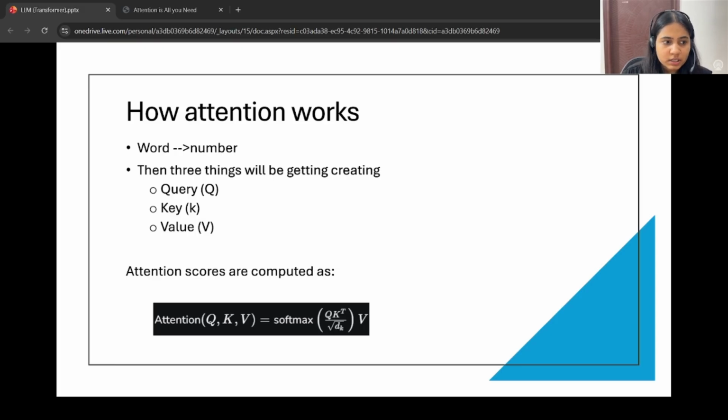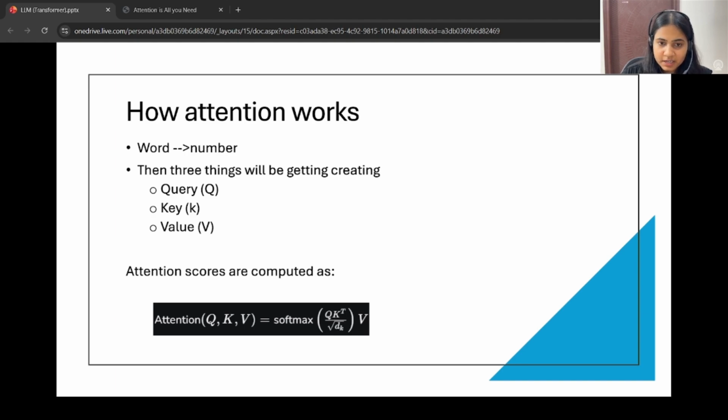If we see a real life example, when we search on Google, we give some query. Query means what we are searching for. So our question is the query for the Google search engine. Now we have keys as well. For the key, all the available content in Google is the key for that model. Google compares our query with all the relevant pages available, and value means the actual information.